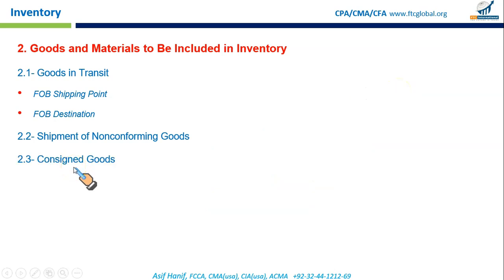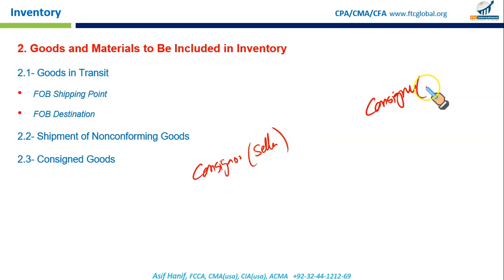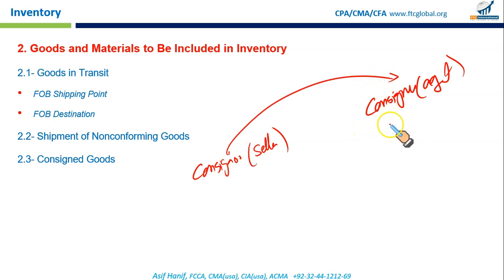Next we have consigned goods. There are two parties. One is called the seller, the consigner. The other is the consignee, who is not the buyer, in fact, he is the agent. So consigner is the seller, consignee is the agent. Under this arrangement, the goods under consignment are delivered from consigner to consignee, and consignee will simply hold these goods for some time. These goods do not belong to the consignee, these goods belong to the consigner. Consigner is the owner. So consignee is just holding these goods on behalf of the consigner.